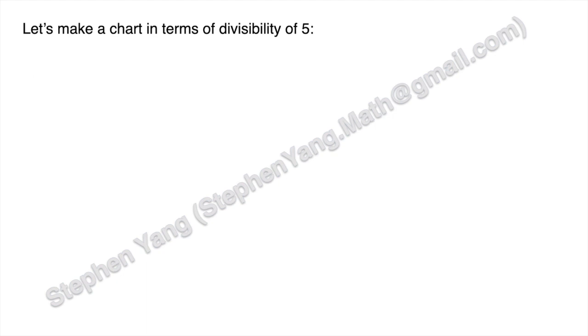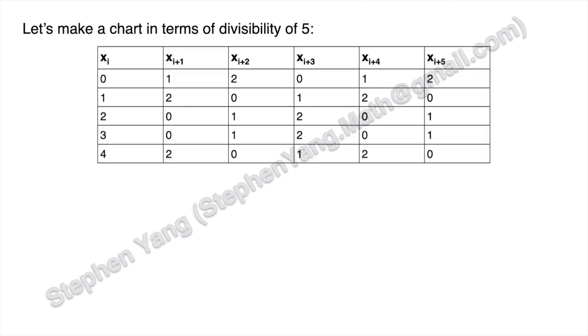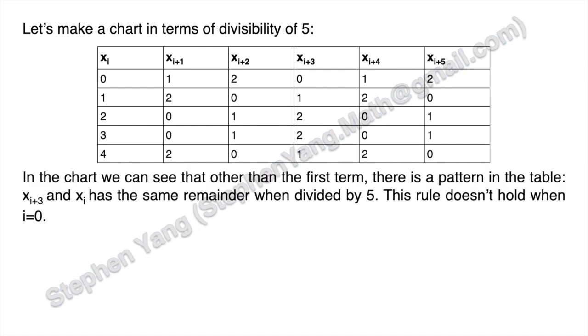And now let's make a chart in terms of divisibility of 5. So here is a chart. In the chart, we can see that other than the first term, there is a pattern in the table: x_{i+3} and x_i have the same remainder when divided by 5. And this rule wouldn't hold when i equals 0.